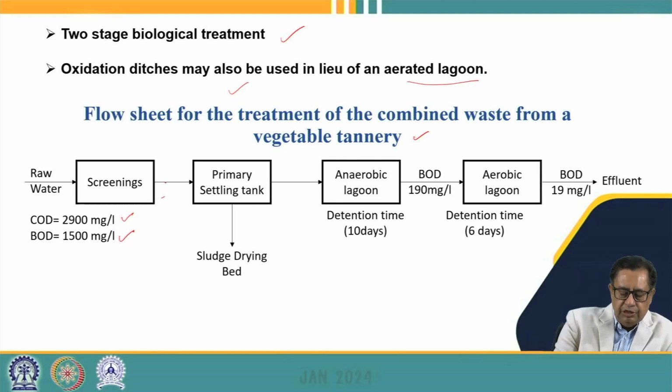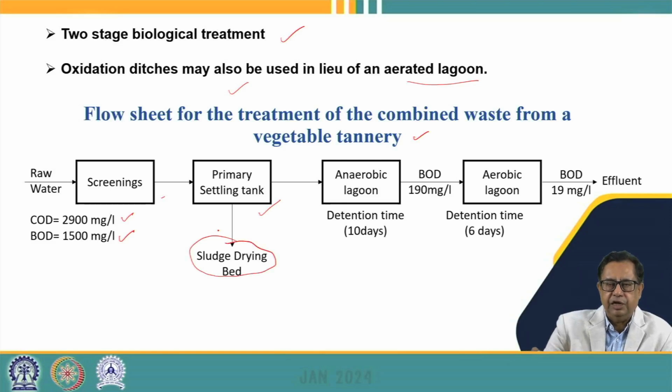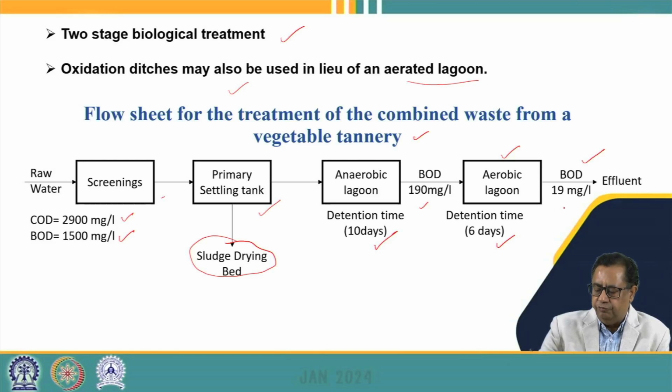We take it to the screenings, then to the primary sedimentation tank, where the sludge obtained may be taken to the sludge drying beds. After that we take it to an anaerobic lagoon which may have a detention time of nearly 10 days, and it has been reported that the BOD levels have gone down to nearly 190 milligrams per liter. After the anaerobic lagoon, we take it to an aerobic lagoon where the detention time may be nearly 6 days, which leads to further reduction in BOD, and in the effluent we can get BOD levels as low as 90 milligrams per liter.